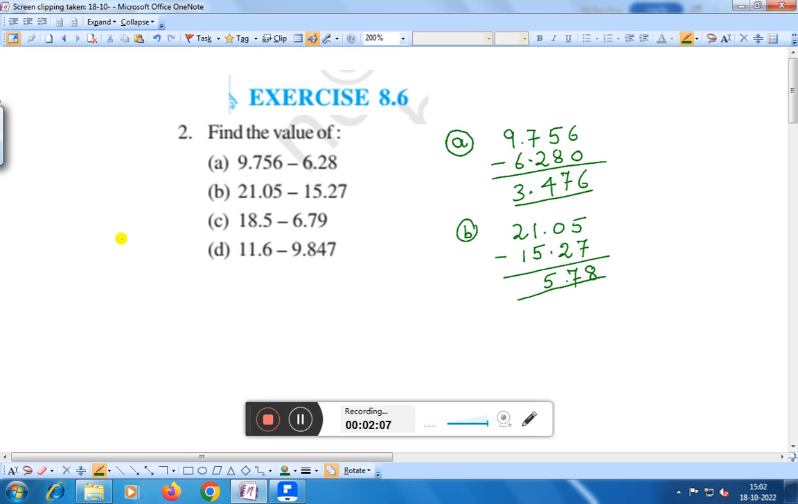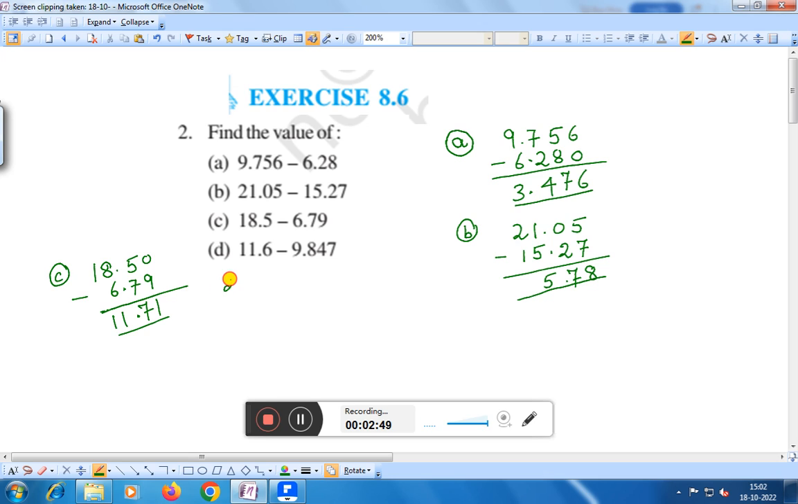Now question number C. Here we are doing question number C. Question number C is 18.5 minus 6.79. Here you can write 0 also, right? Therefore 9 1 carry 9 10 1 carry 1 7 1 8, 8 7 15, carry 1, 6 7 8, that is 11.71, the answer of question number C.